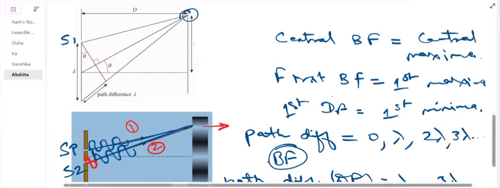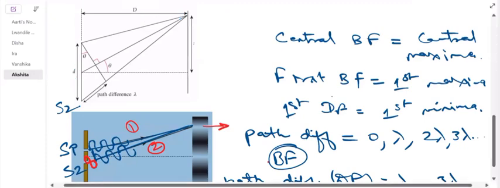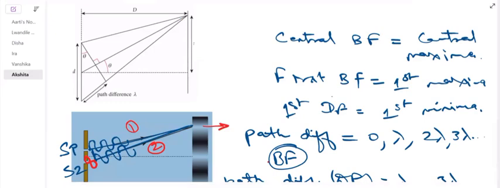Suppose this is slit 1 and this one is slit 2. In between the two you have distance d, and the distance between the slits and the screen is capital D. Now please pay attention: suppose the very first fringe, from the center of the two slits S1 and S2, got deviated by angle theta when we had taken one wave difference.